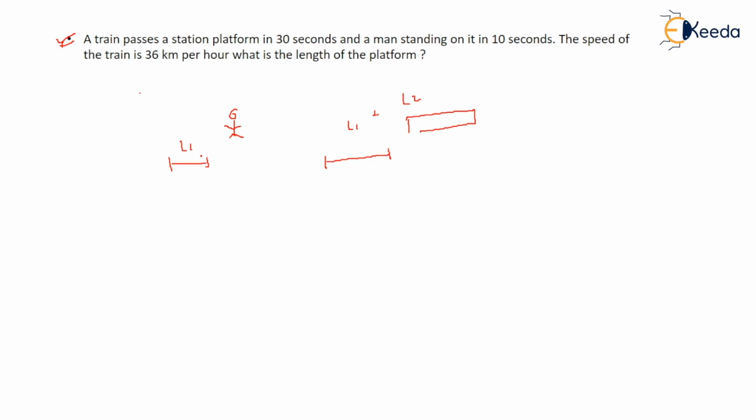First you will find out the length of the train by considering the man standing on the platform, right? The man is stationary. So you can simply use speed equal to distance upon time. Here your speed is in kilometer per hour. You have to convert it into meter per second. So 36 into 5 by 18 comes out to be 10 meter per second. Okay. So you know the speed.